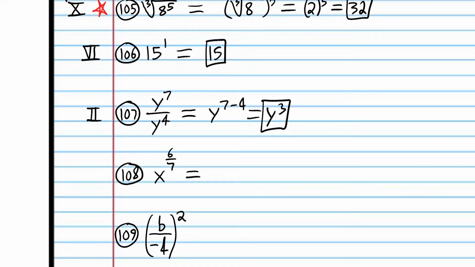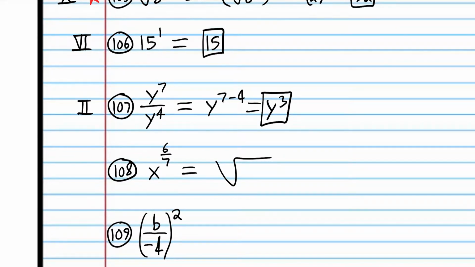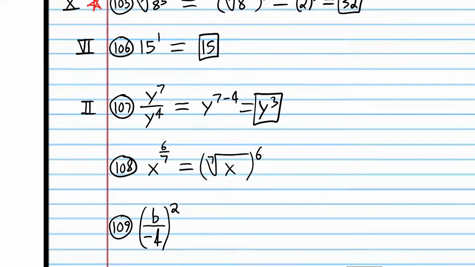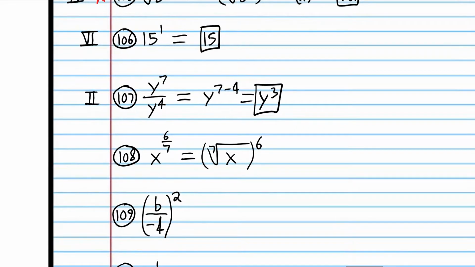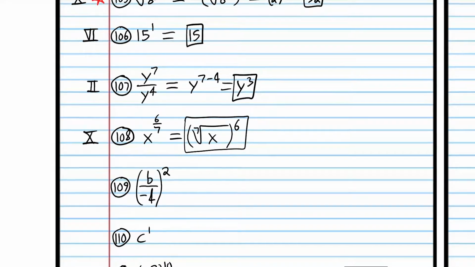All right, we're back. So the denominator of the fraction in the power is the index, so it's the 7th root of x to the 6th power. Whoops. Actually, we're used to writing it this way. You can write it with the 6 inside also. That's the same thing. So if you got that answer, good job. That is rule number 10. So try number 109.